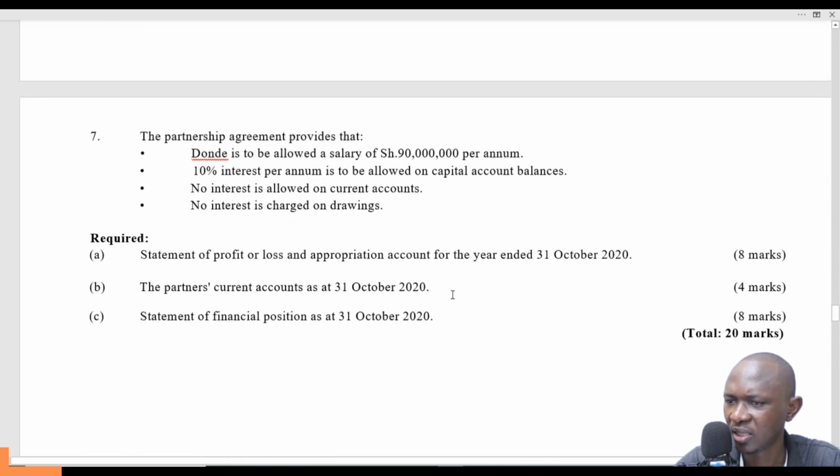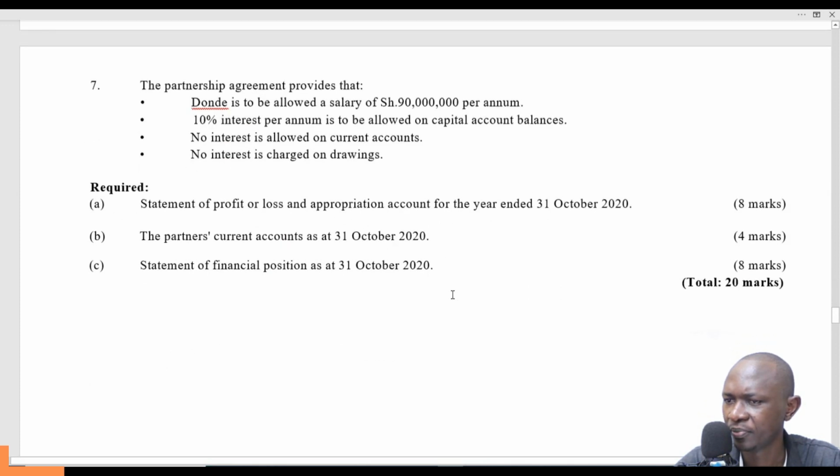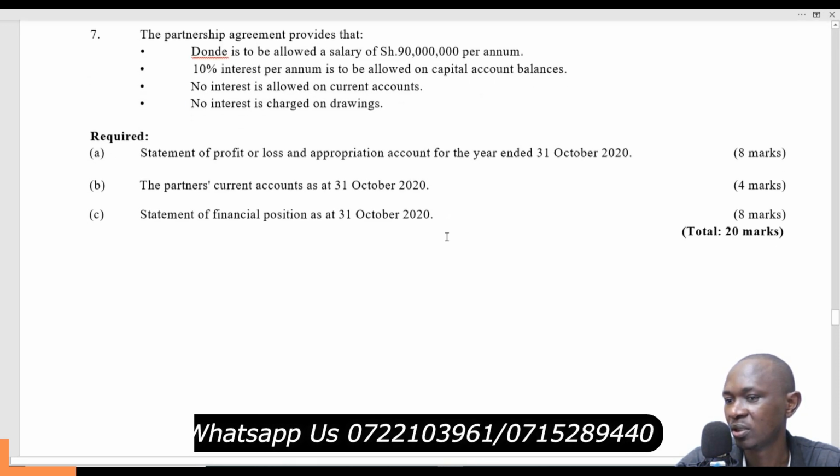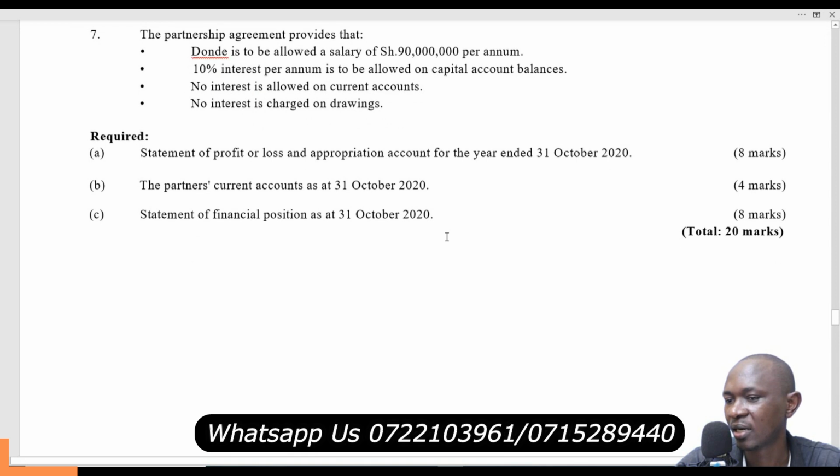The partnership agreement provides that Donde is to be allowed a salary of 90 million per annum. 10% interest per annum is to be allowed on capital account balances. No interest is allowed on current accounts, and no interest is charged on drawings. So we are supposed to come up with a statement of profit or loss and appropriation account for the year ended 31st October 2020, then the partners' current accounts, and then the statement of financial position.